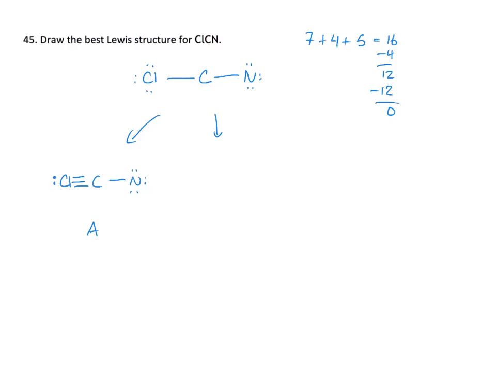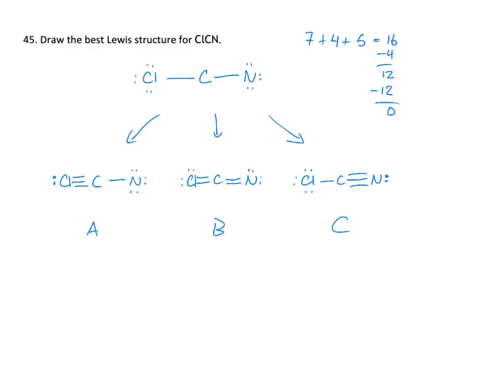Or we take 1 off each, Cl, C, N. Each now has 2 pairs of electrons. We'll call that B. Or we take both off the nitrogen, and we have Cl, C, N with a triple bond, 1 pair on the nitrogen, and all the pairs left on the chlorine. So how do we decide which of these 3 structures is best? What we have to do is look at formal charges, and we're going to be using formal charges here to determine which is the best, A, B, or C.